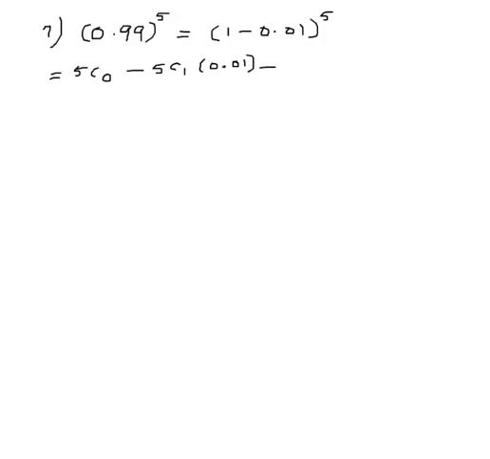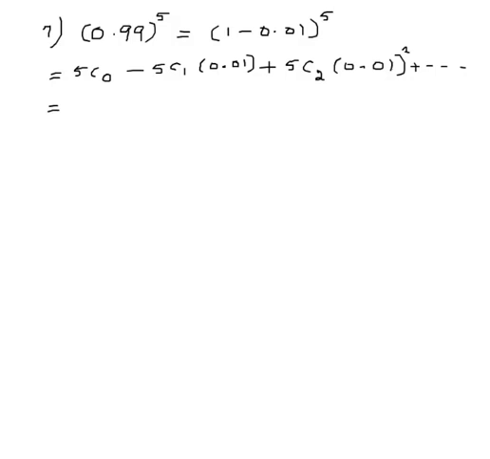Seventh question. Find an approximation of 0.99 whole raised to 5 using the first 3 terms of its expansion. I can write this as (1 minus 0.01) whole raised to 5. I am writing the first 3 terms, which is 5C0 1 raised to 5 minus 5C1 0.01. Next term will be positive 5C2 (0.01) whole square plus etc.